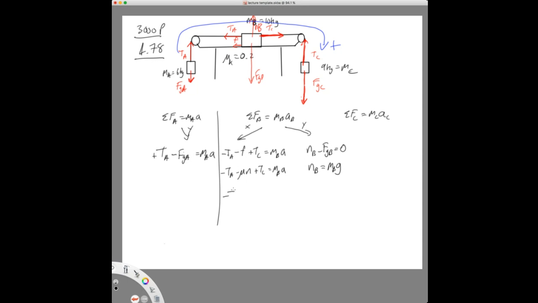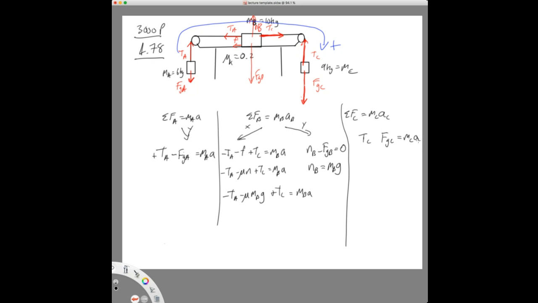So we have minus TA minus mu MBg plus TC equals MB times a. So mass B has more stuff going on with it. And then mass C, again, is fairly simple. It just has TC and force of gravity C, and this is equal to MC times a.